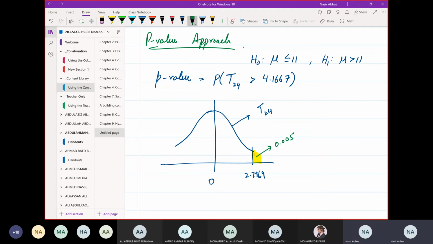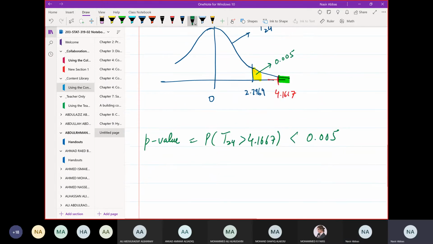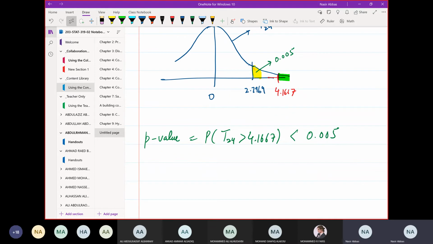Now your value is 4.1667. That is even further to the right, and you want the greater than area, the same right side area. So this area will be even smaller than 0.005. So you will say that this p-value, the probability of T24 more than 4.1667, is even smaller than 0.005. That's all you can say. You cannot give the exact p-value in this case. You will say the p-value is very small, less than 0.005.